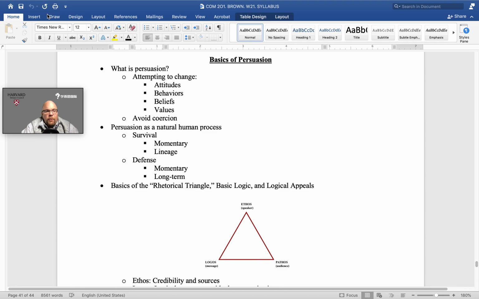Now, one other thing I want to mention before we get into some of these approaches to persuasion is that I see persuasion as a natural human process. I see it as a survival instinct and a defense mechanism. And here's how I arrived at that. So first of all, think about a baby being born, right? A newborn baby, they smack it on the butt. It does what? It cries. Why is it crying? Well, the real answer is because it wants to go back where it was just at.